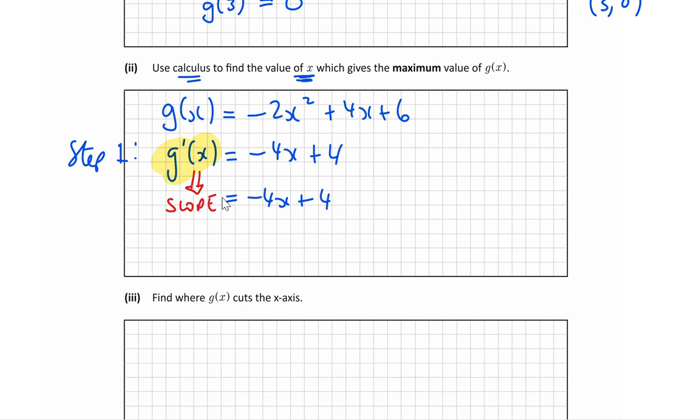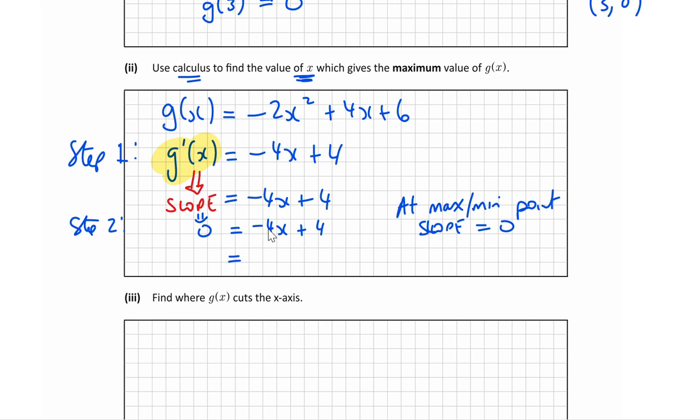So where do we go from here? Well, step 2: you should know that at a turning point, a max or a min point, the slope is equal to 0. So quite simply, we're just subbing in 0 for the slope, and we have to find out the value of x where the slope is 0. So I'm going to add 4x to both sides. That'll leave us with just the 4. Divide by 4 is 1. And so there is your answer. That's all you were asked to do. Find the value of x.